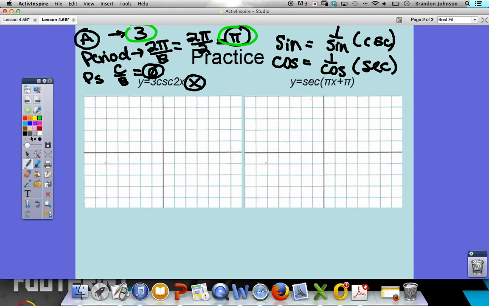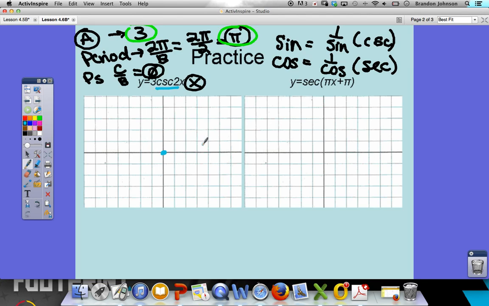So now we've got to first figure out what cosecant is linked to. Well, we know cosecant's linked to sine. So because it's linked to sine, guess what? We're going to graph it as if it's a sine function. So now we're going to come down. We note that since there's no phase shift, we start at 0.